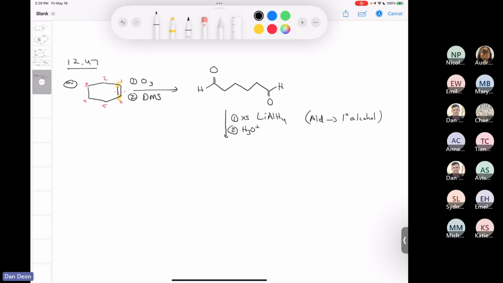So let's write this down. 1, 2, 3, 4, 5, 6. And then we have an alcohol on this end, and we have an alcohol on the opposite end, like that. All right, so there's 12.47A.